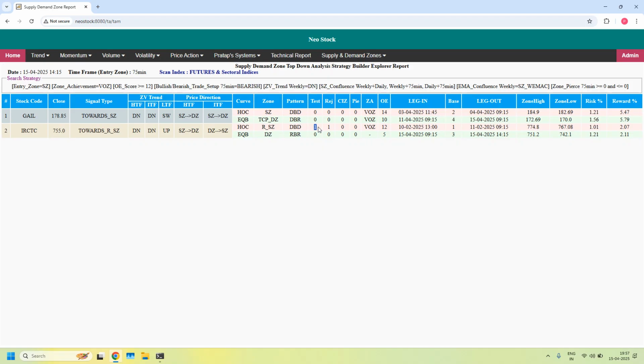This is already tested once, and prices are moving towards the supply zone. Okay, this is about the bearish trade setup for the weekly income trade. Next we will look into the daily income trade reports.